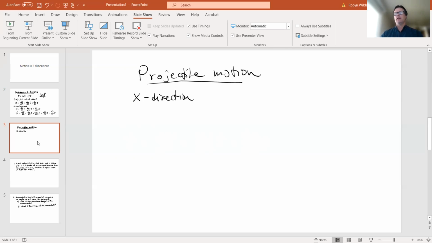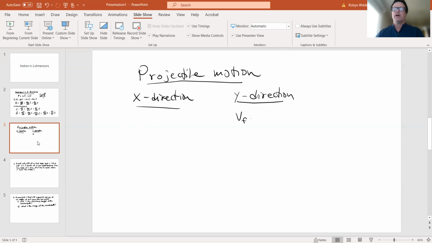I could write this all out in i hat, j hat form, but the way I'm going to do this is I'm just going to separate the two directions. If I look at the y direction motion of a ball or a projectile, it's really just going straight up and straight down. And we know how to deal with that. We've dealt with the free fall problem before, right? And so we can use all of our free fall equations.